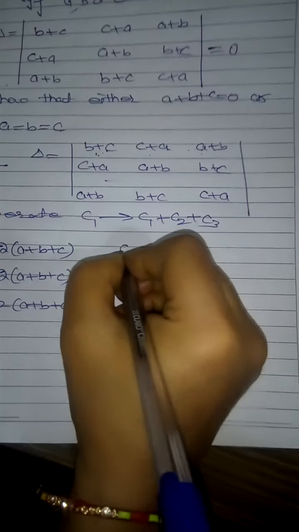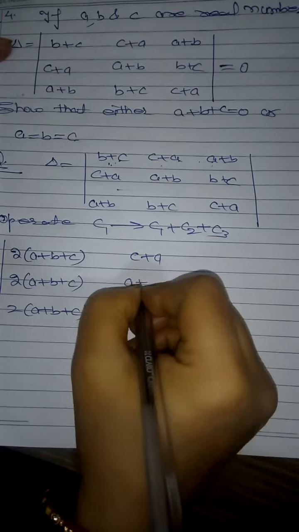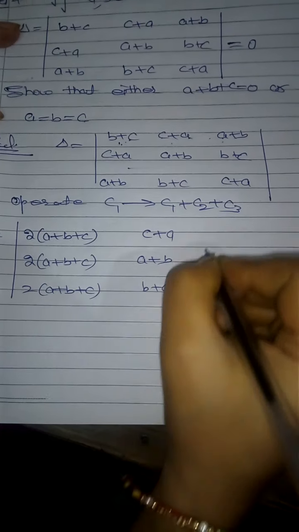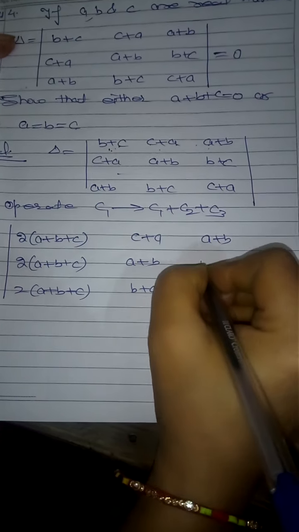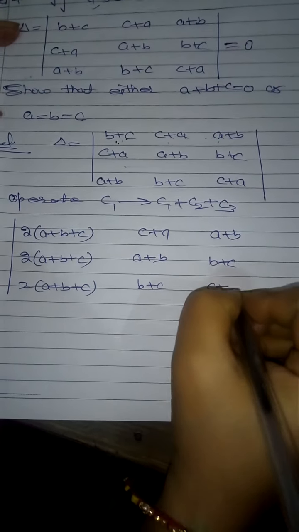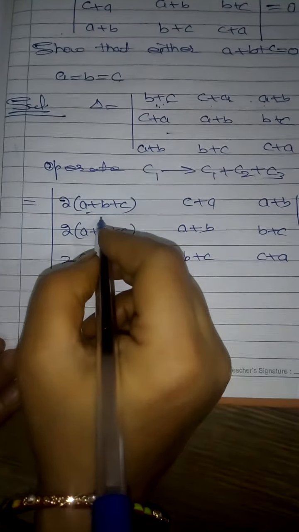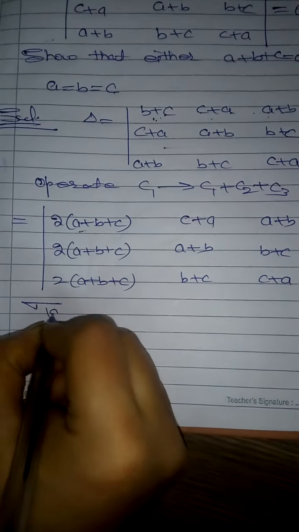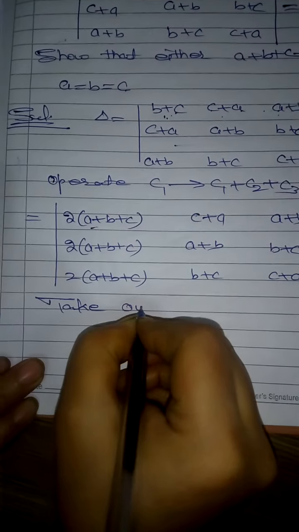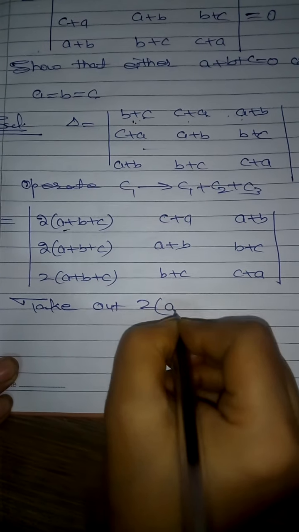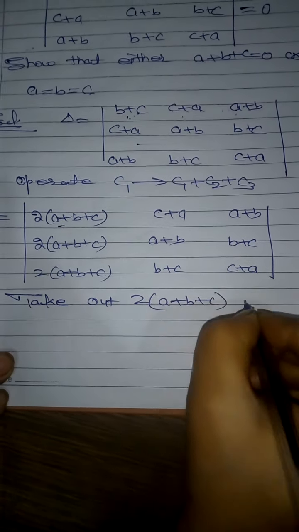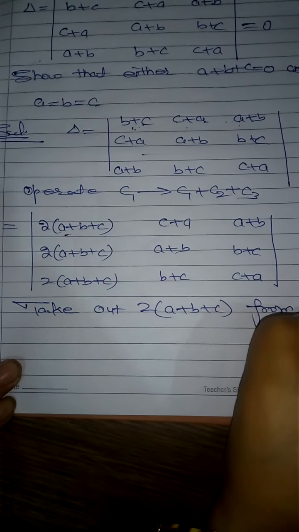Second and third columns as they are: C plus A, A plus B, B plus C, A plus B, B plus C and C plus A. Now after that we will take common twice of A plus B plus C, so take out twice of A plus B plus C from C1.